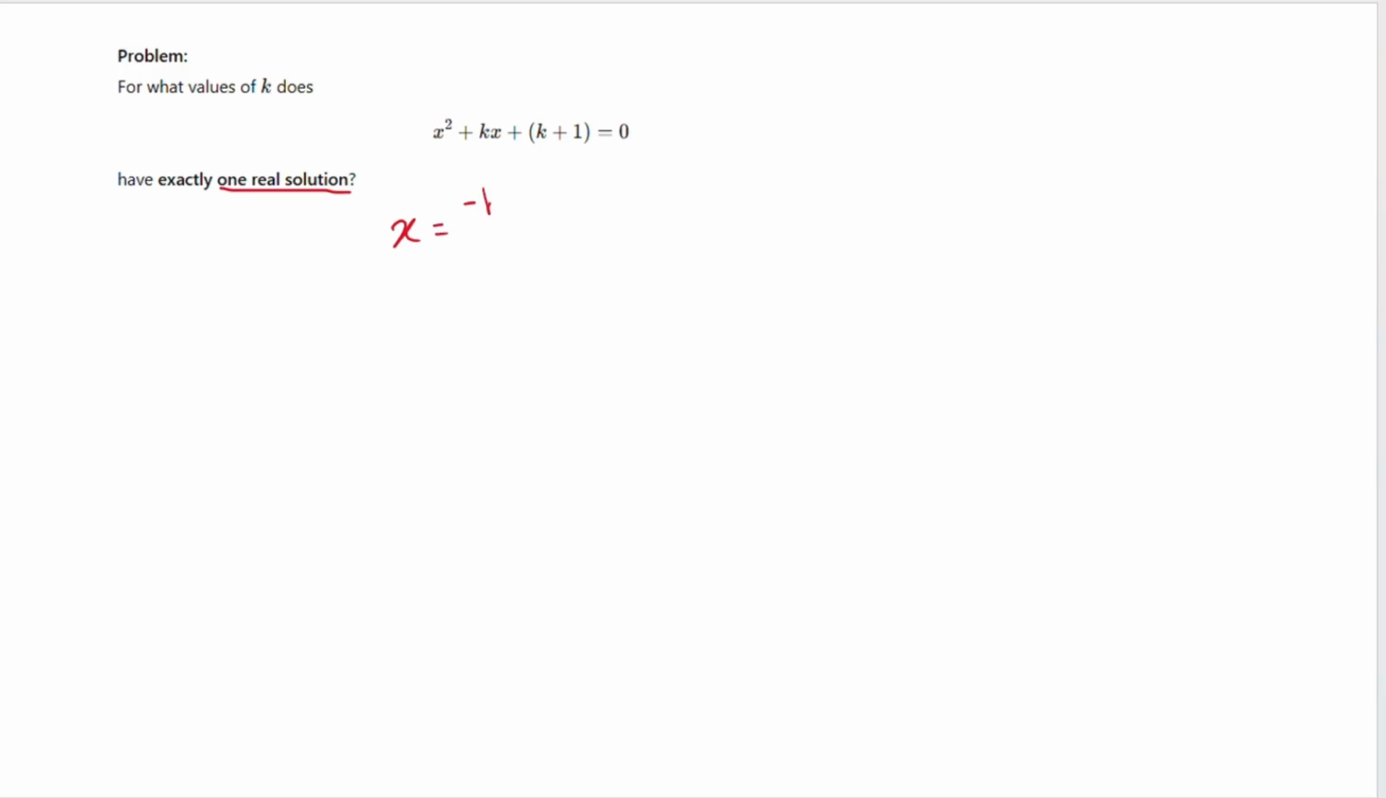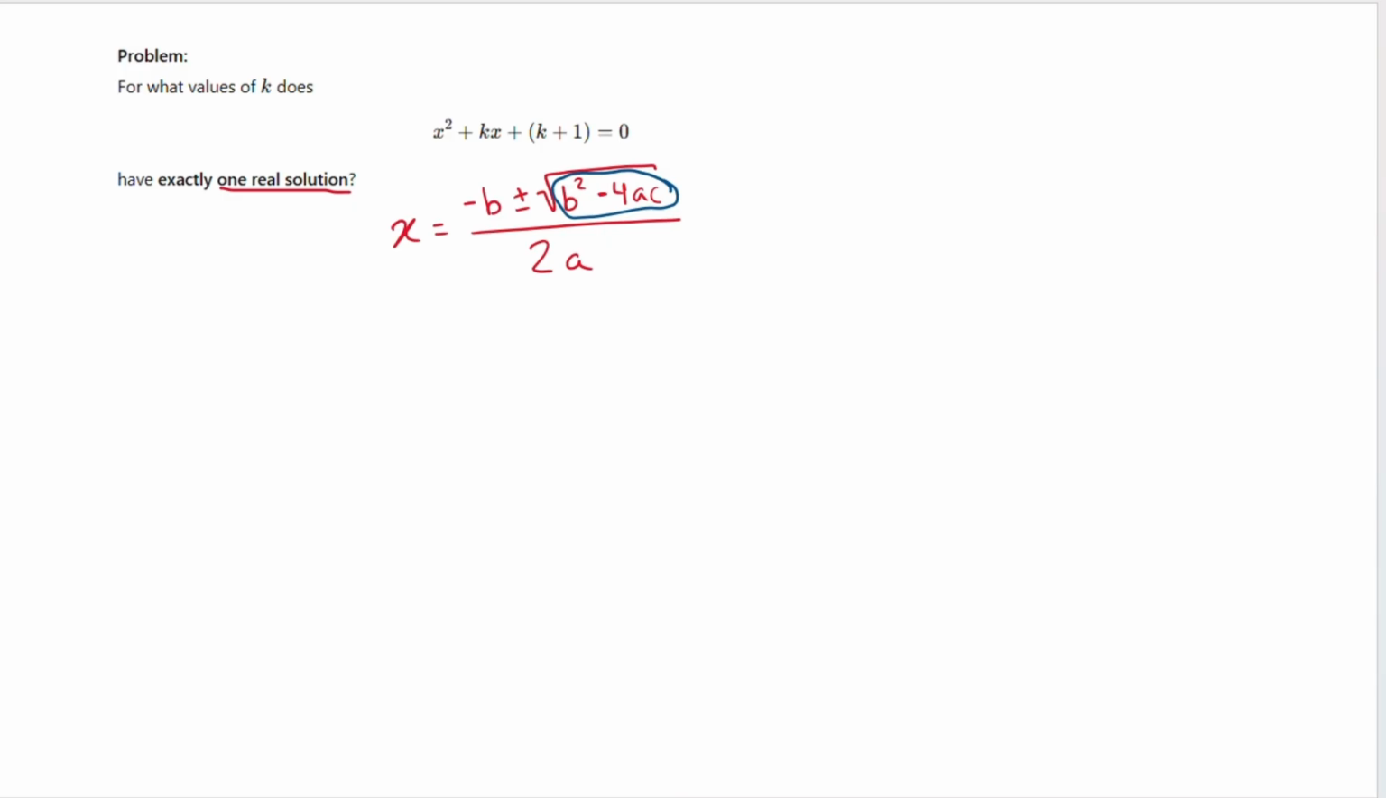We're going to remember the quadratic formula, which is negative b plus or minus the square root of b squared minus 4ac over 2a. The discriminant is literally the part under the square root. When this part is 0, there is exactly one real solution. If it's negative, there would be no real solutions, and if it's positive, there are two real solutions. That makes sense because it's an x squared equation.